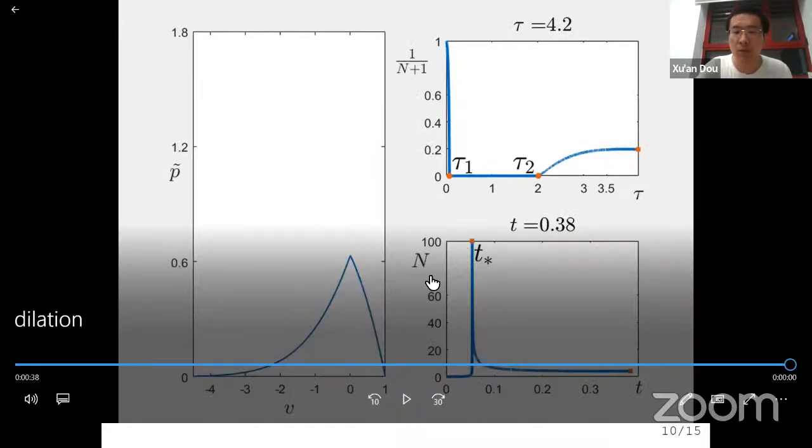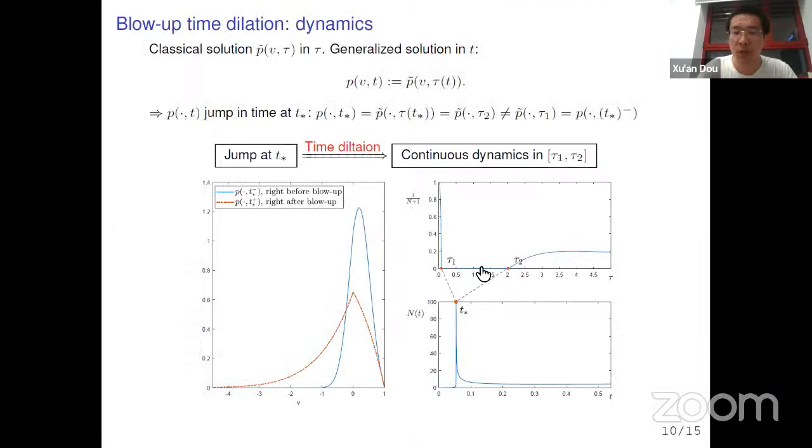So we say the fan rays blow up in an interval in the tau time scale, and this is compressed to a point in the t time scale, which leads to a jump in the density function before and after blow up in the t time scale.